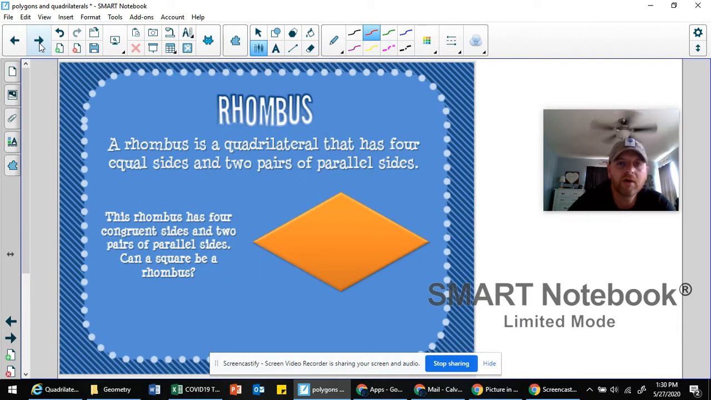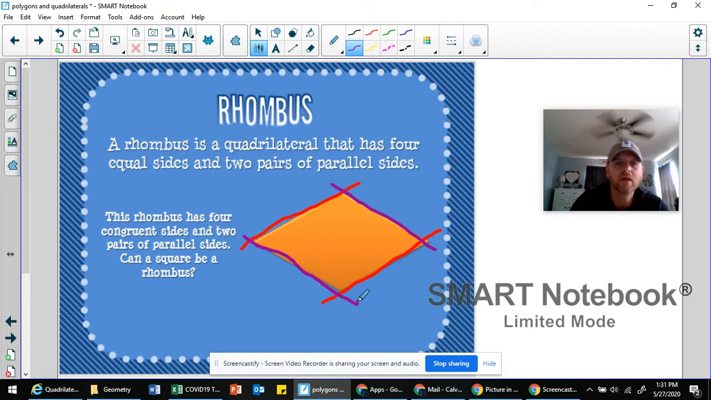Rhombus. A rhombus is a quadrilateral that has 4 equal sides and 2 pairs of parallel sides. So we have 4 equal sides and 2 pairs of parallel sides. So the left, or depending on how you want to look at it, kind of like the top and bottom here, well, they're on diagonals, but this side and the opposite side are parallel. And then this side and its opposite side, which is the side on the other side across, are parallel. And you'll notice that all 4 sides are the same length. That is what makes this a rhombus.